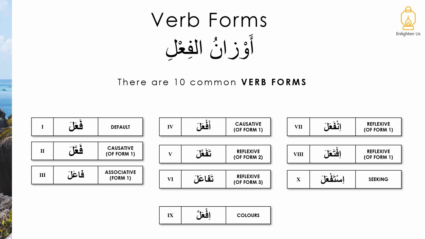We have number 1, which is فَعَلَ. We have number 2, فَعَّلَ. We have number 3, فاعَلَ. We have number 4, أَفْعَلَ. Number 5, تَفَعَّلَ. We have number 6, تَفاعَلَ. We have number 7, انْفَعَلَ. Number 8, افْتَعَلَ. And number 10, اسْتَفْعَلَ. And then we have number 9, افْعَلَّ. Now let's have a look at how each one of these works, how it functions.